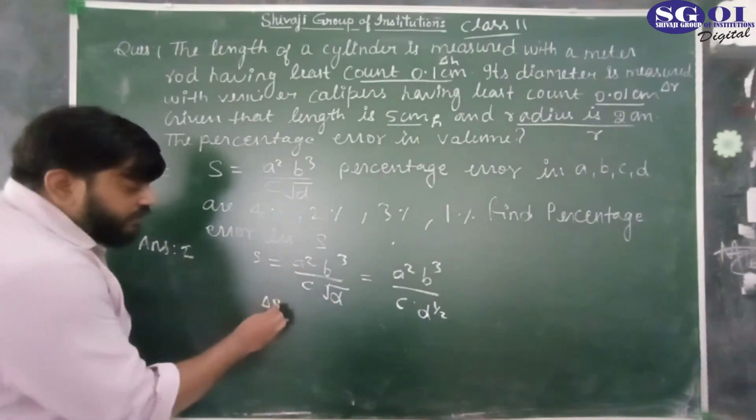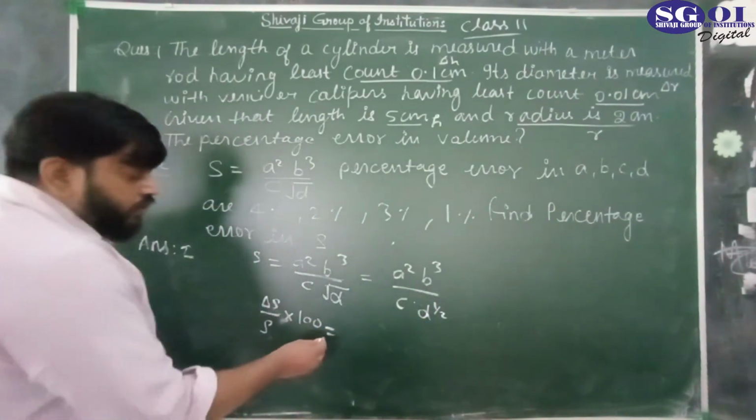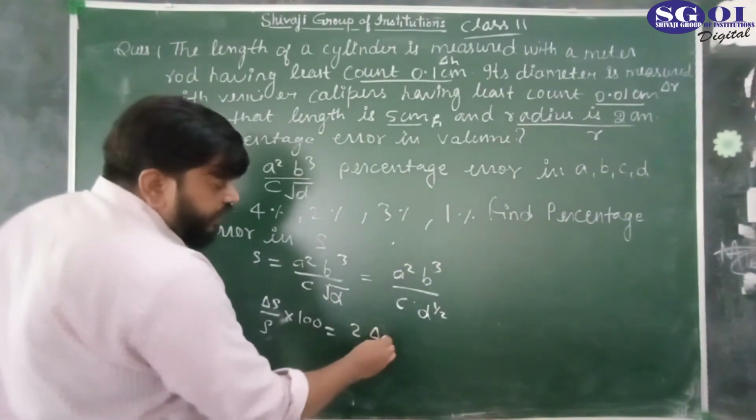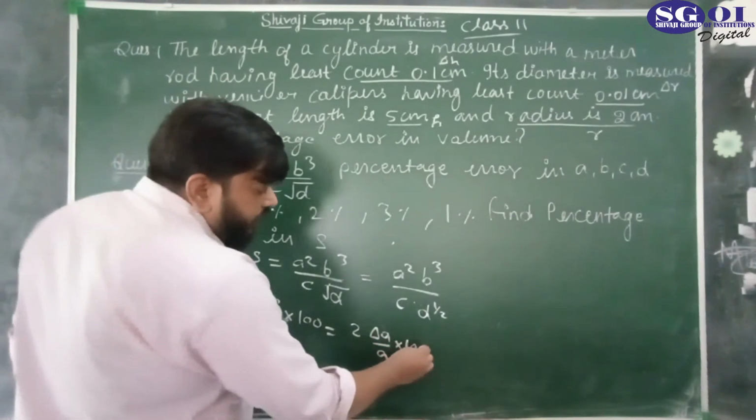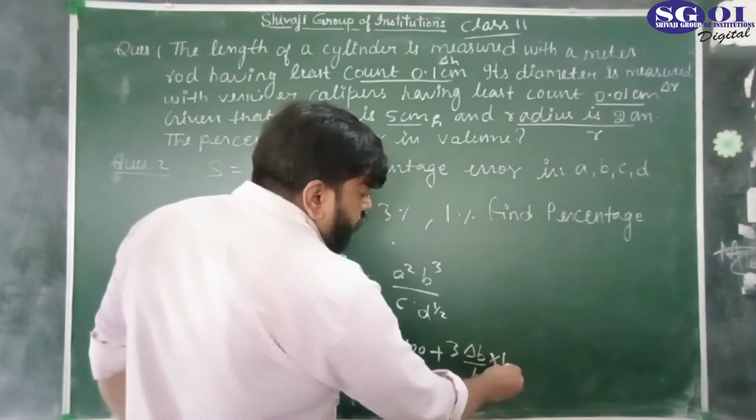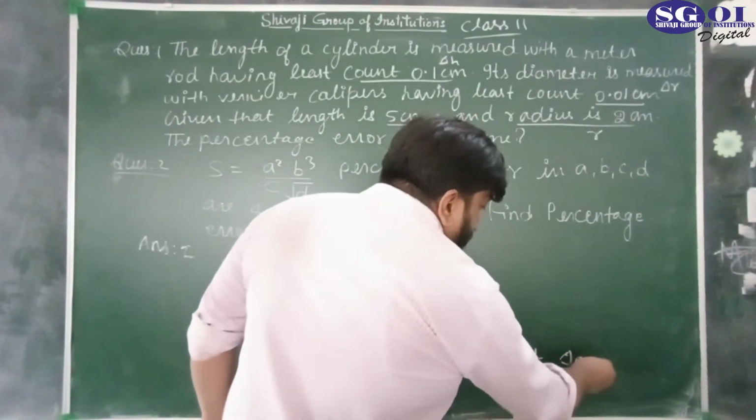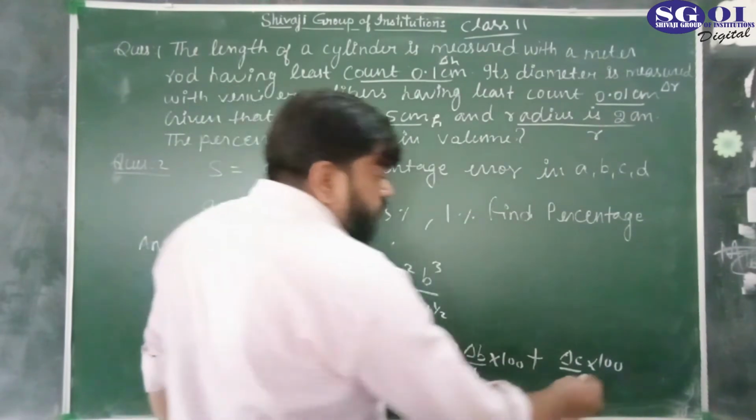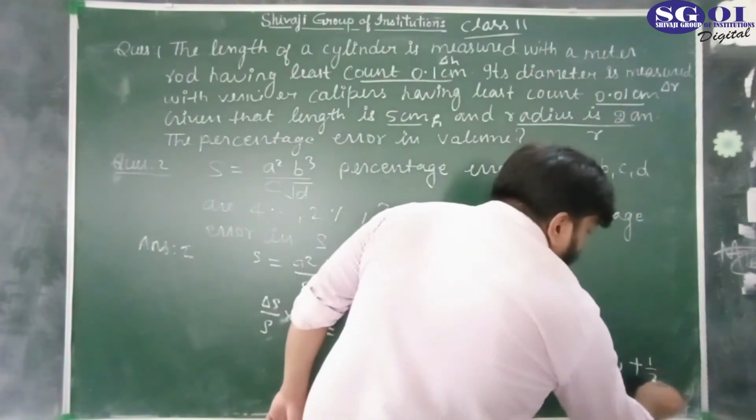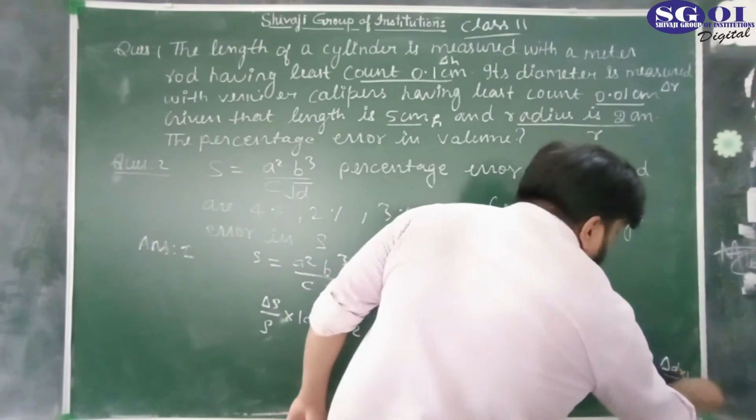Now the error in s, delta s upon s into 100%, because it is the case of division and multiplication, so the error would be in terms of percentage error or relative error. It is 2 delta a by a into 100 plus 3 delta b by b into 100 plus delta c by c into 100 plus, d की power is 1 by 2, so it would be 1 by 2 delta d by d into 100.